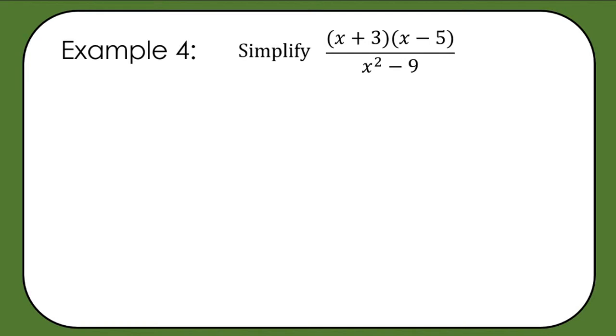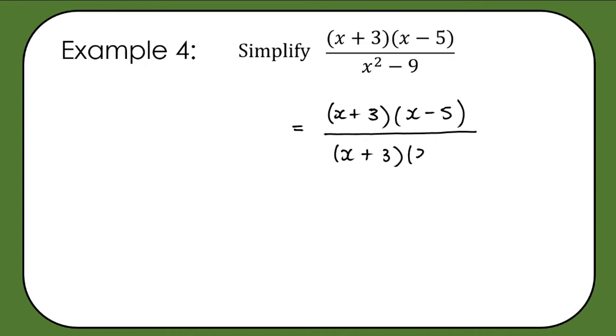Okay, here we have a more complex looking thing, but it's still the same aims. We want to look for common factors. In order to see the common factors, we want to factorise numerator and denominator. So the numerator in this case is already factorised. We have factors of x plus 3 and x minus 5. The denominator isn't factorised, but we recognise that we have a difference of 2 squares, x squared minus 3 squared, and so that factorises to x plus 3, x minus 3.